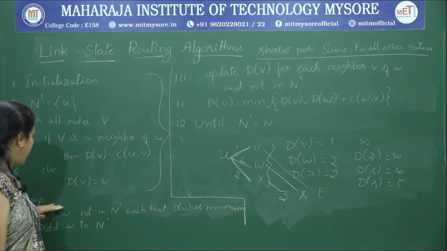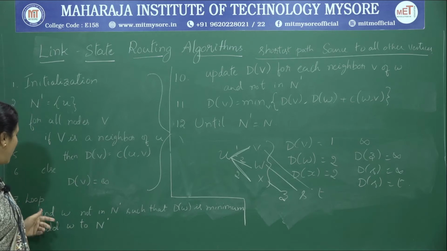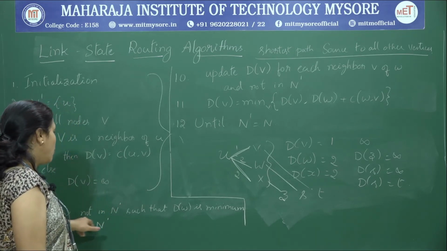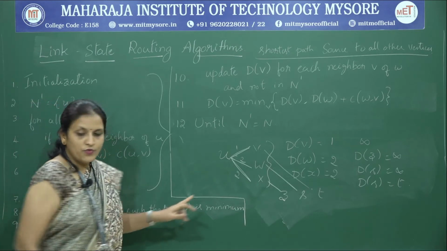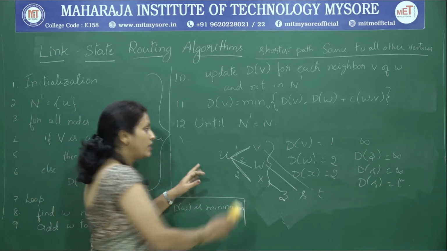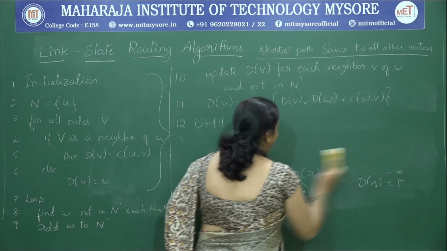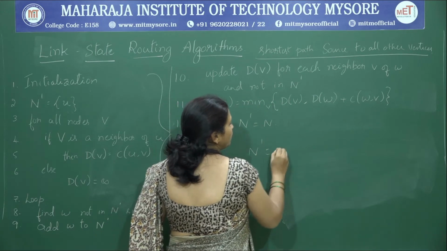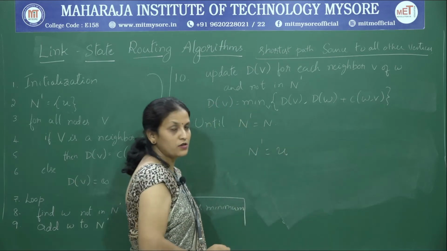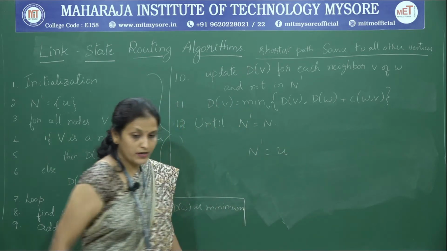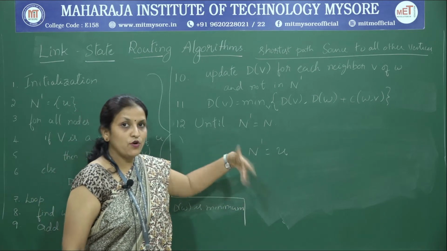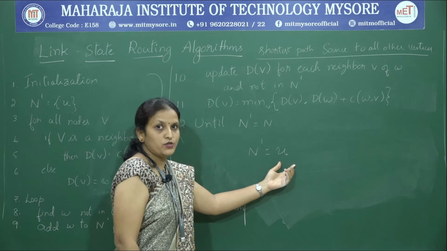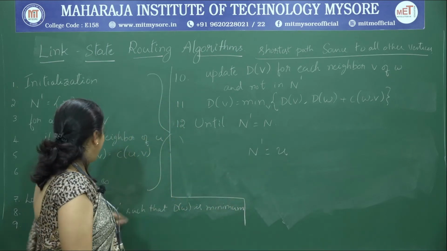Once it is done, then we will start the loop. What do we do in the loop? In the loop, find W which is not in N dash, meaning we have marked U in N dash, right. Initially we started with the source. In N dash we had our source host or source router, and then as we go on with iterations, a few more nodes will enter N dash. So, that is what we are going to do here.